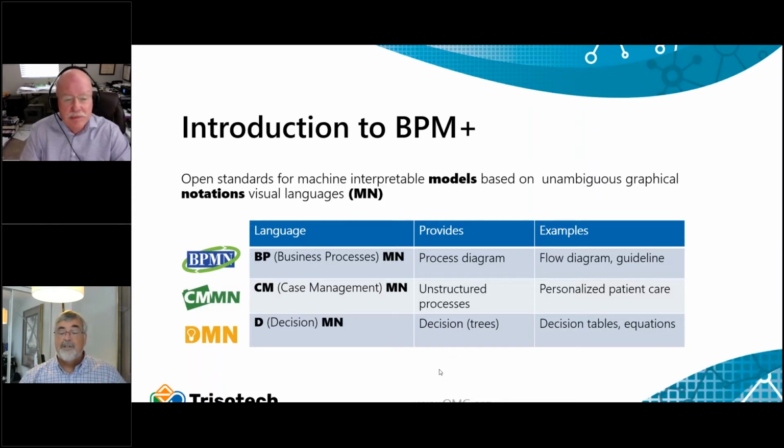These 3 standards allow you to capture visually the knowledge of how things should be and how things should happen. BPMN will provide you with more support around the notion of flow diagrams and guidelines. CMMN will allow more ad hoc and personalized patient care, and DMN will provide you with decision equations and decision tables to come to particular conclusions.